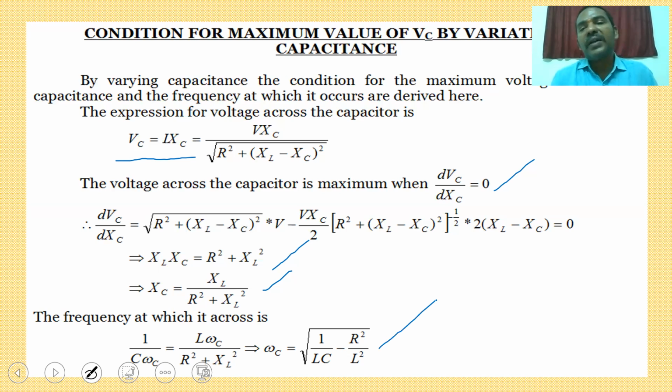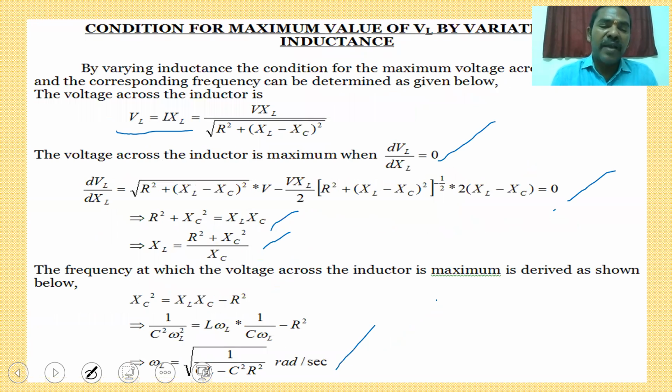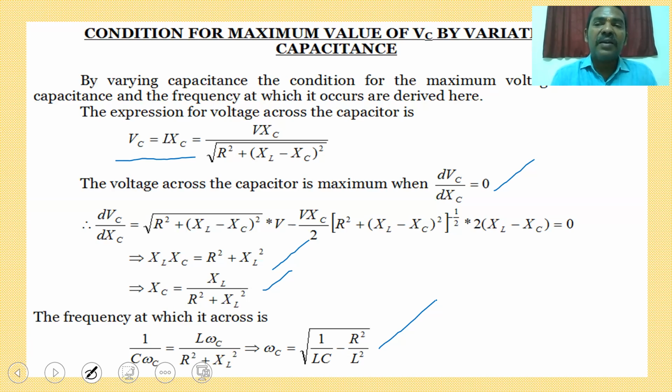So these are the two conditions very important for the GATE concept, because they will ask what is the frequency of the capacitance under maximum value. So similarly, what is the inductive frequency under maximum value of inductance voltage? So at that time you have to tell omega L is equal to root of 1 by CL minus C square R square, and omega C is equal to root of 1 by LC minus R square by L square.